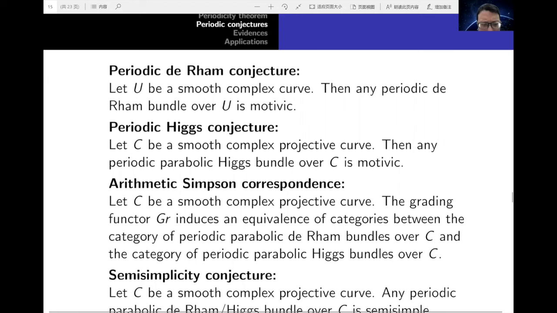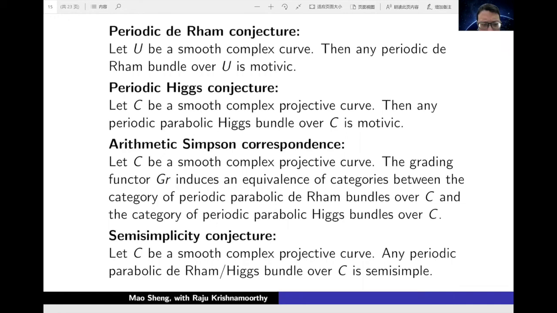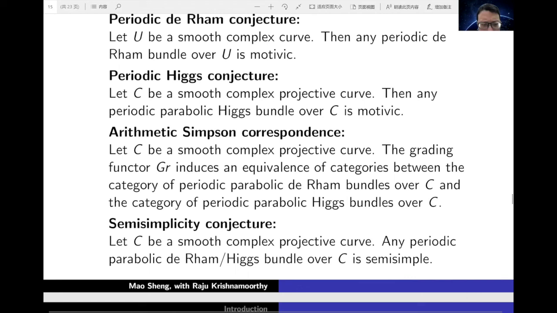The second conjecture can imply the following two subconjectures. The periodic Higgs conjecture can imply an arithmetic Simpson correspondence. It follows that the grading functor, which I mentioned before, induces an equivalence between the category of periodic parabolic de Rham bundles over C and the category of periodic parabolic Higgs bundles over C. And you can show these two categories are actually Tannakian.